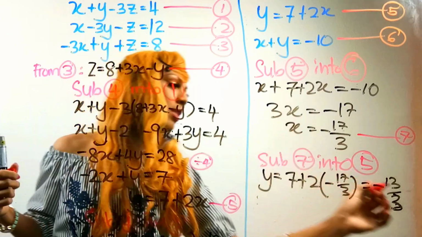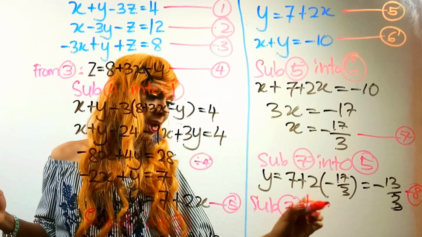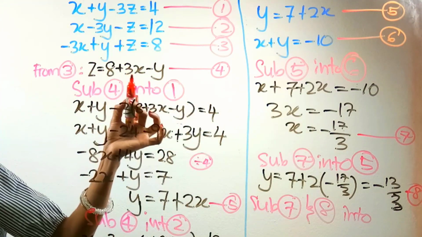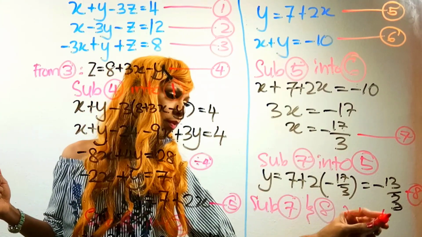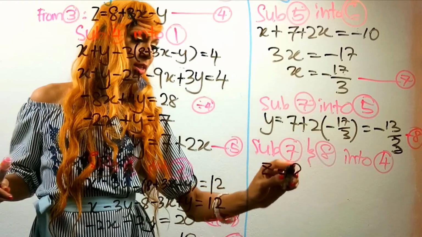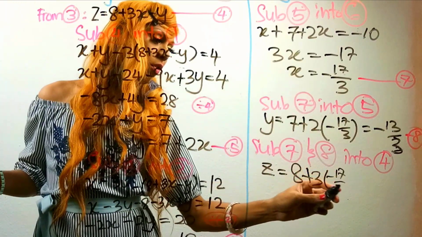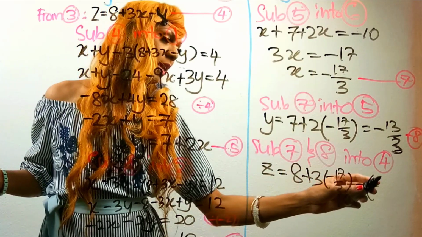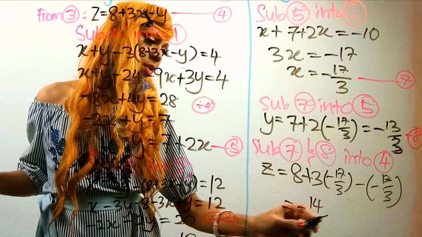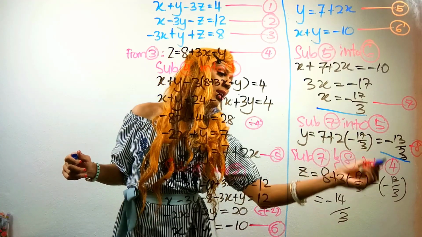So now this I would say 8. Then we're going to substitute 7 and 8 into, of course, into what? We want to find z. Of course, into 4. We already have nicely this one over here. We substitute x and y, we will get z. So z equivalent to 8 plus 3x, x is this one, negative 17 over 3, minus y, minus negative 13 over 3. And you will get negative 14 over 3. There you have it. So you guys have all the x, y, z already. So we have x here, y here, and z here.